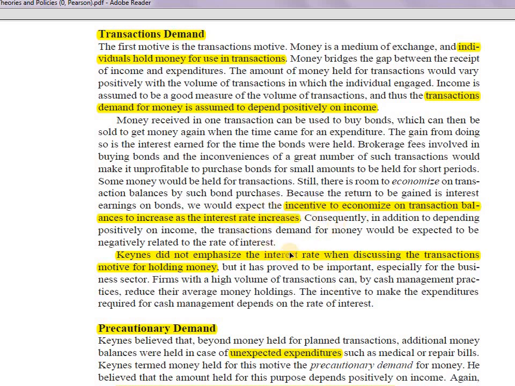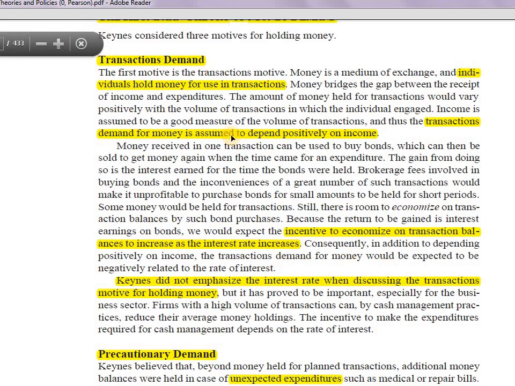If the rate of interest is higher, we might come across a scenario where the transaction demand is low, that people are going to economize on the transaction balance. But Keynes ignored this very aspect. So just for the sake of explanation I have explained it. But for our model, all we have to keep in mind is that transaction demand is simply demand for undertaking transactions, and it is positively related to income.